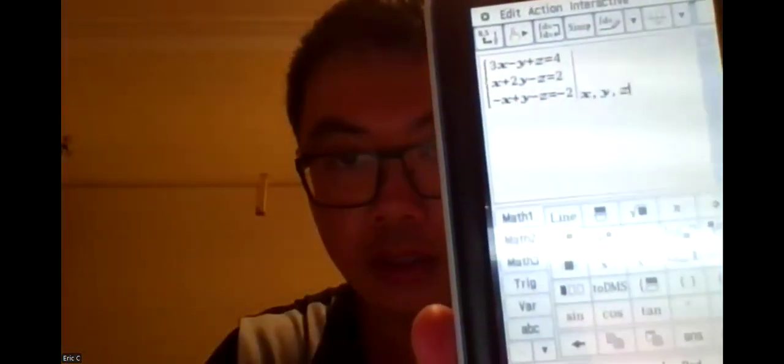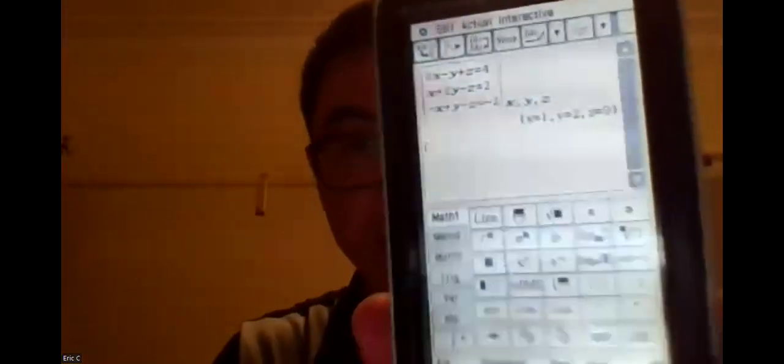In this case, we have 3x minus y plus z equals 4. The other one is x plus 2y minus z equals 2. And the last one is negative x plus y minus z equals negative 2. And then we just put x comma y comma z. Once you do that, you press enter, and you get the answer straight away, which is correct: x equals 1, y equals 2, and z equals 3.